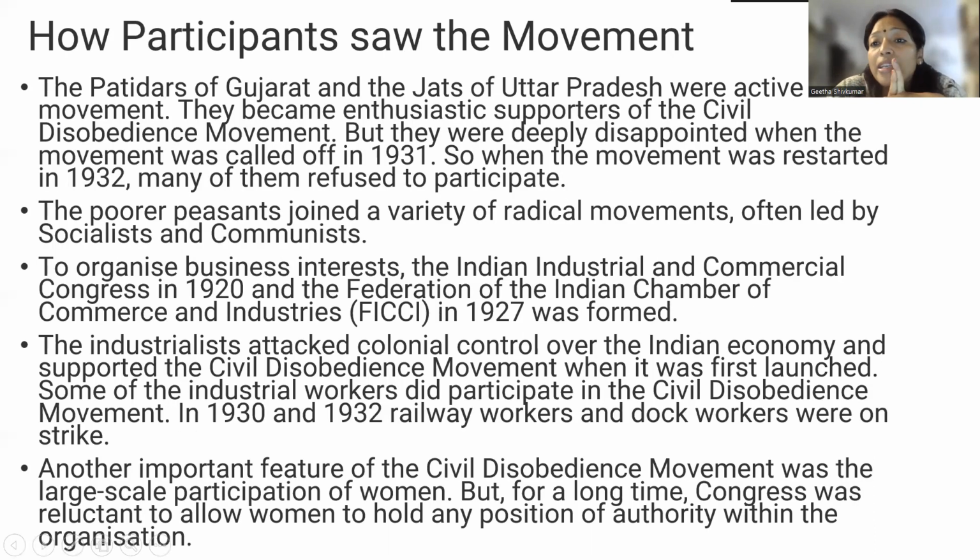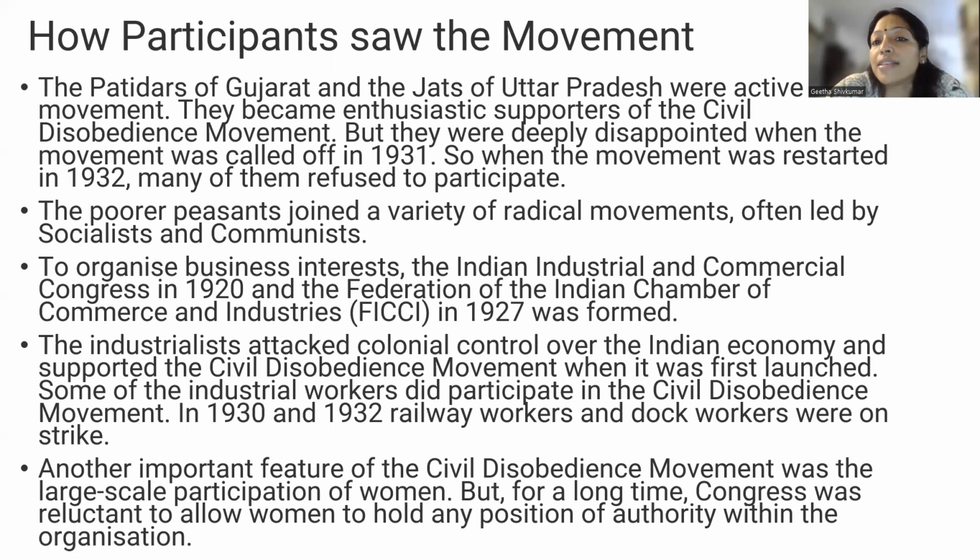Now, how participants saw the movement. Here, you need to remember 5 groups participated. One is your rich peasants, poor peasants. Then you have the business class, the industrial working class, and women. So let's see the first one. The Patidars of Gujarat and Jats of Uttar Pradesh were active in the movement.